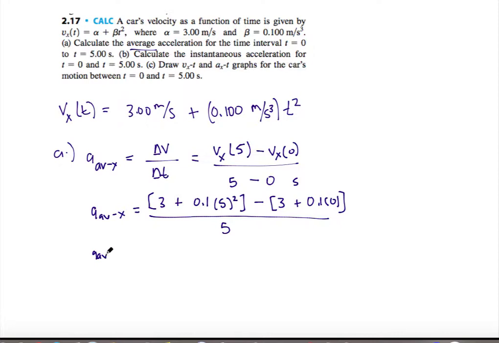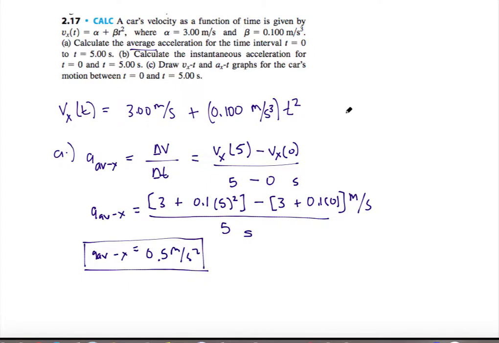So doing some math here, and hopefully you have a calculator handy, we should see that 3 plus 0.1 times the square of 5, subtracting 3, divided by 5 gives us an average acceleration of 0.5 meters per second squared. And I can tell it's meters per second squared because my velocity will work out to be meters per second over seconds.